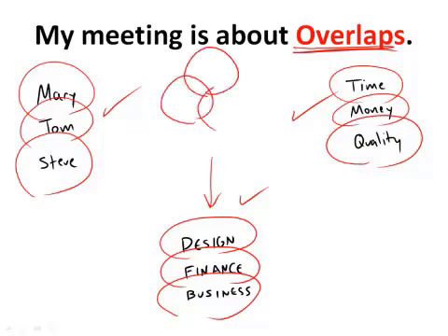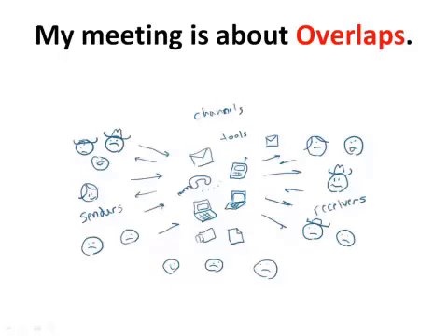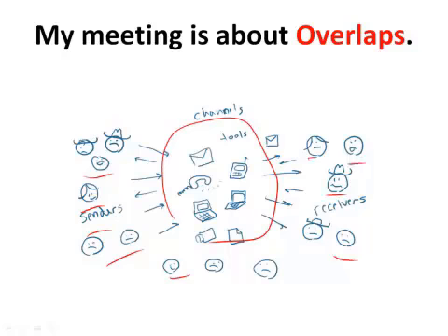It could be as simple as a Venn diagram. It could be something more elaborate. Maybe our meeting today is about recognizing that communications within our company are really complicated. We've got lots of different people that are sending lots and lots of different information through lots of channels, through lots of different people on the receiving end, and it's becoming chaotic.